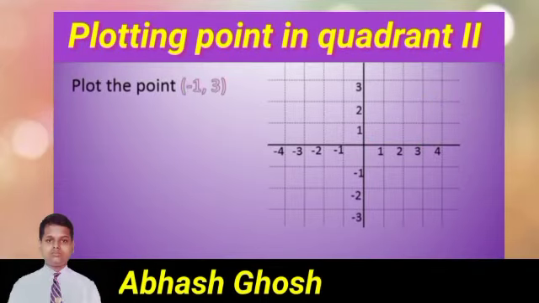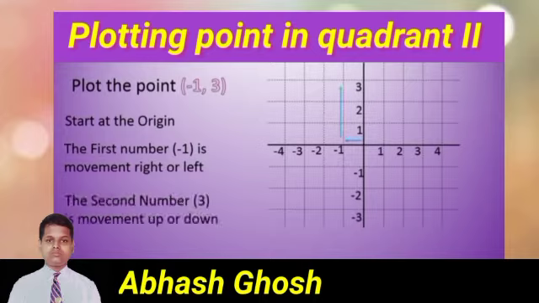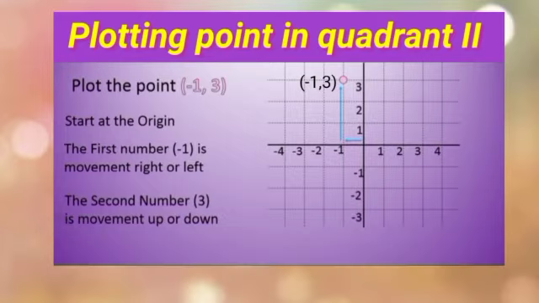Now let's plot a point in the second quadrant. Say we take the point -1, +3. The first number is -1. That means we go one place to the left, as you can see in the arrow there. We start at the origin, we go one place left, that is -1. The second number, +3, tells us the movement up or down. +3 means that we are moving up 3 to this point right here. This is the point -1, +3.